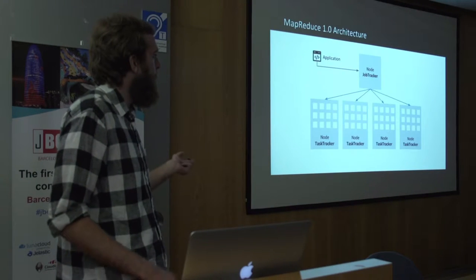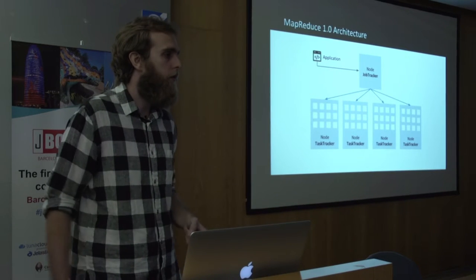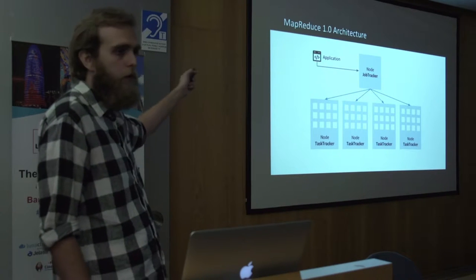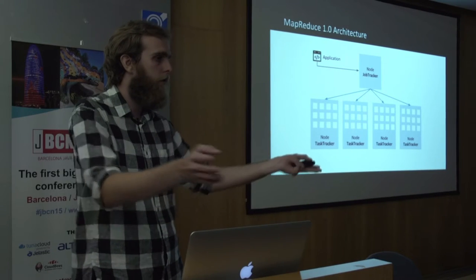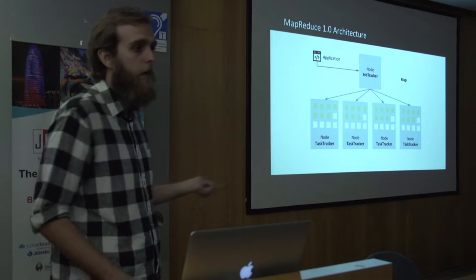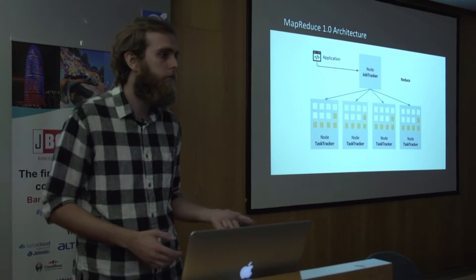So when you have your application, your MapReduce that you have coded, what will happen behind the scenes is that your code will be sent to the job tracker. The job tracker will distribute your code to the task trackers, and they will do the map, and then they will do the reduce.